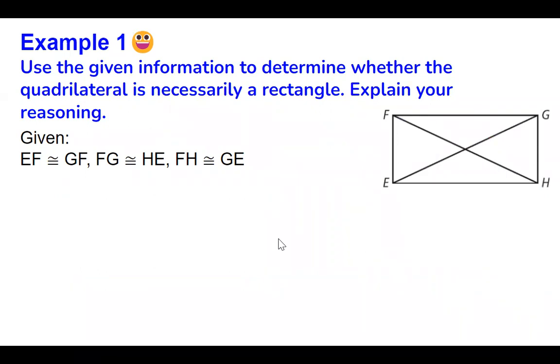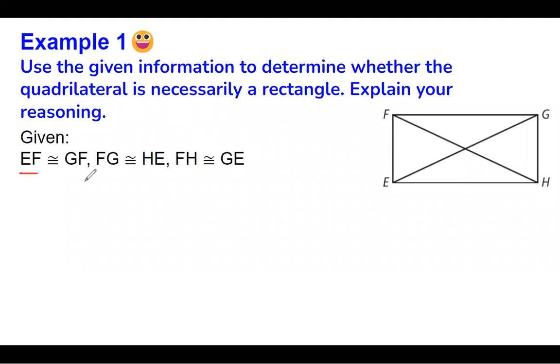What do we have? We have EF, and we're told that EF is congruent to GF. So let me go ahead and highlight them. If you guys have highlighters, go ahead and take them out. So we have EF and GF right here.